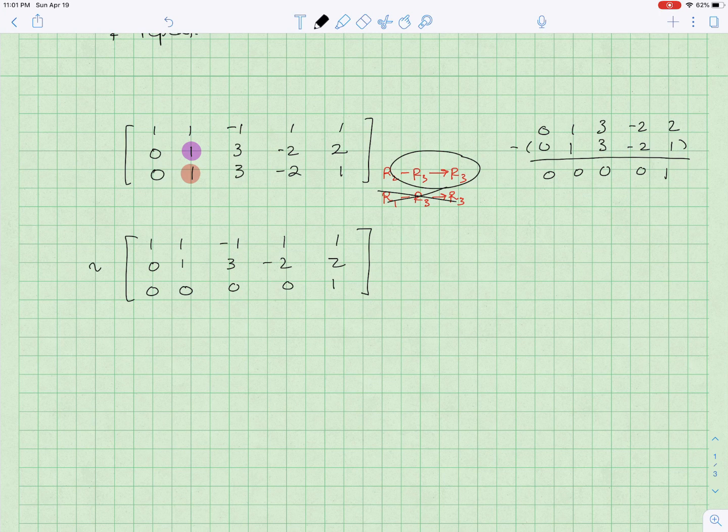And now I can do a couple of things. First, I can verify that this is an REF. I don't have any 0 rows, so I don't need to push any to the bottom or permute them so that they're at the bottom. But the first non-zero value in each row is a 1, and they all appear to the right of the leading one in the rows above. So that is to say, row 3 has its leading one to the farthest right compared to the other 2 rows, and so on and so forth. So at this point, we would say that this is equal to one possible version of an REF of A.